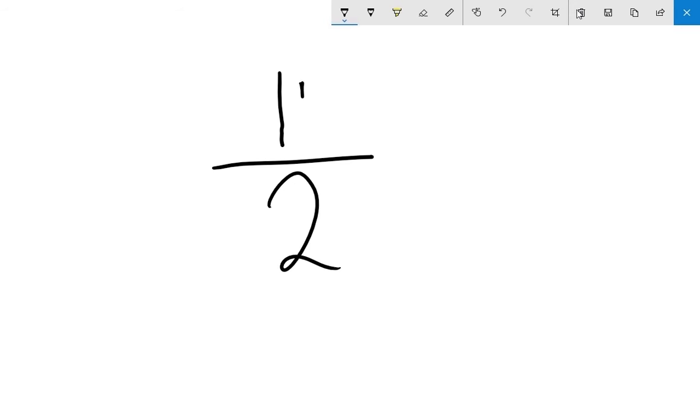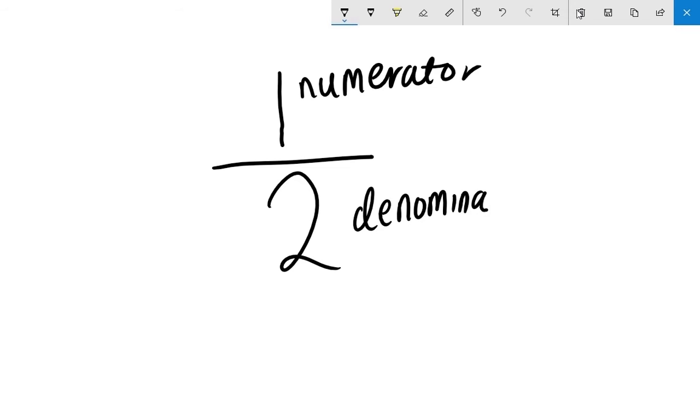Fractions are parts of a whole, and in a fraction there is usually a division bar or division line, a numerator and a denominator. A numerator is a number on top, while the denominator is a number below. Okay, this is a fraction, this is a numerator, and this is a denominator.